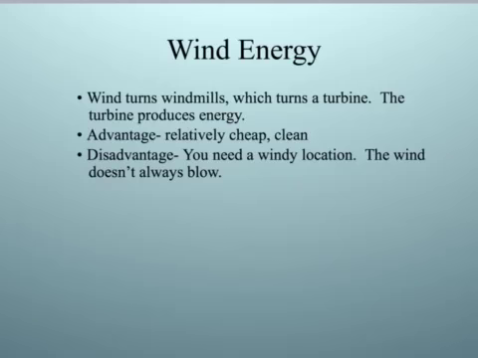The next type of renewable energy is wind energy. Here wind will turn windmills, which turns a turbine to generate electricity. Advantages: it's relatively cheap and it's clean, meaning it doesn't pollute. Disadvantages: you need a windy location. So this is only going to really work on top of mountains or high hills or near a beach. Plus, the wind doesn't always blow.